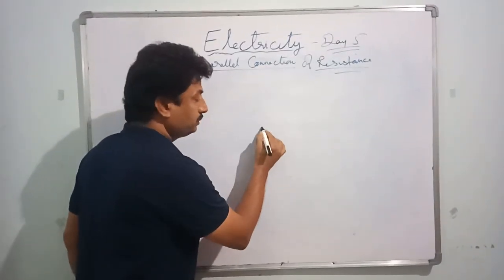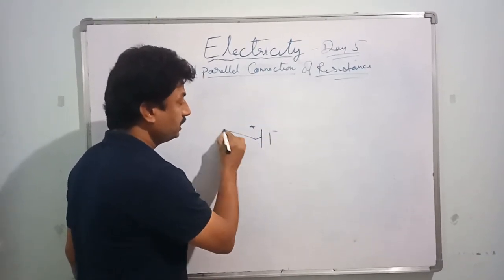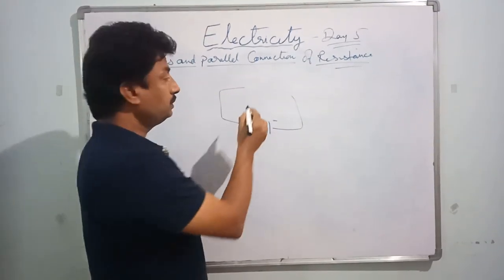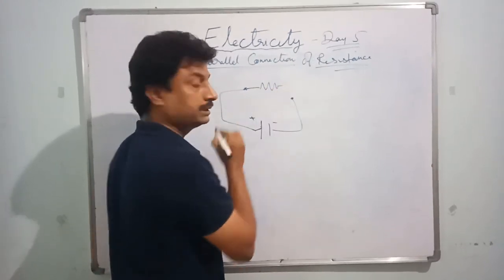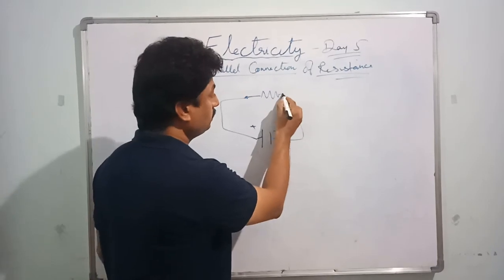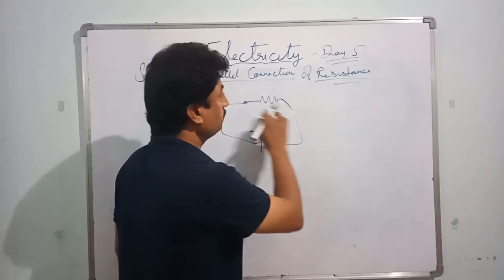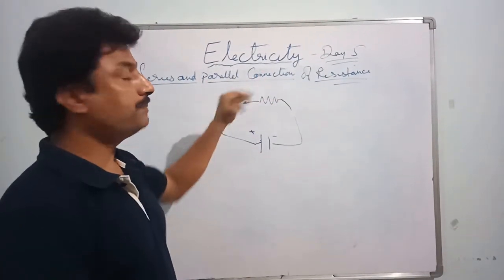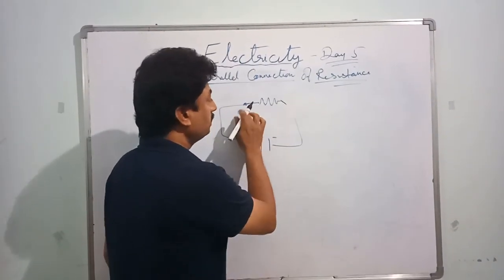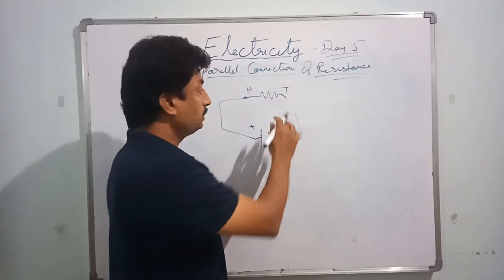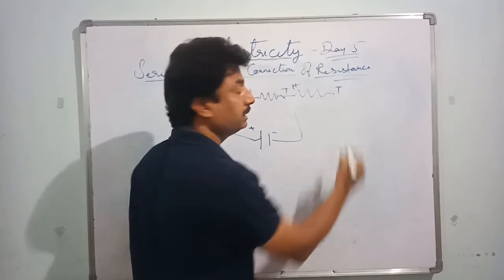See, to a battery, if this is positive, this is negative. There are two terminals. To understand series and parallel connections, we need at least a minimum of two resistors. If we take one resistor, this is the head and this is the tail. To this tail, one more resistor will be connected, and then this head and this tail.